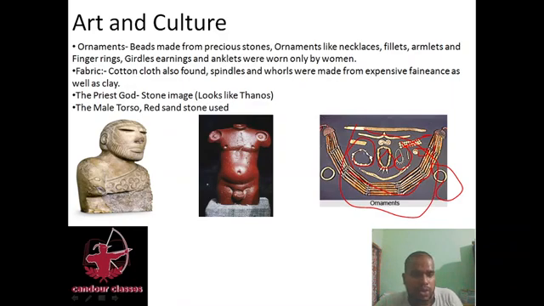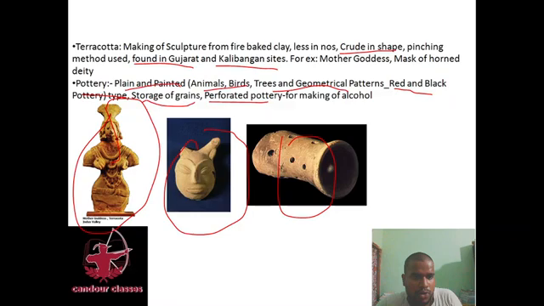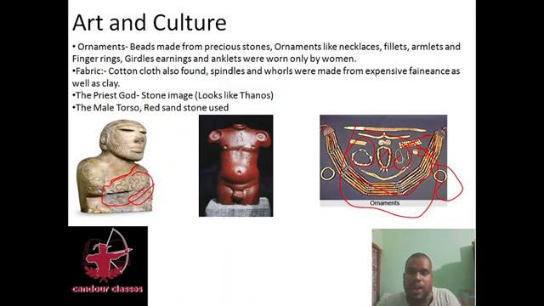And then fabric, cotton cloth also found. See here in this priest card you can find the cloth. Here it is cloth, and here it is the mother goddess. Here you can find the cloth, and from this you can expect what kind of cloth they used. Then spindles and holes were made from expensive faience as well as clay. So what they are doing, they are putting clay on the fabric cotton cloths to make it less transparent and to make it wearable.